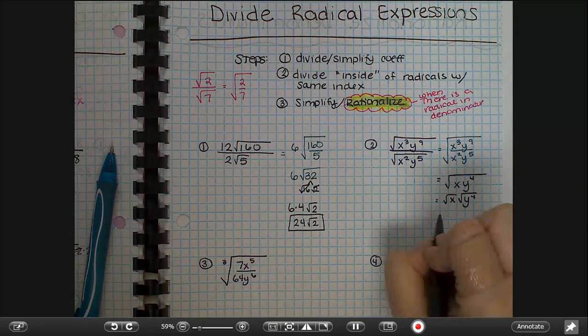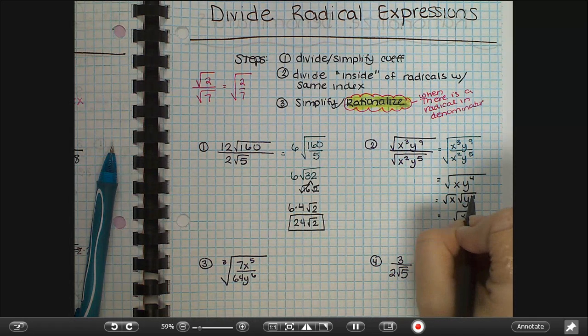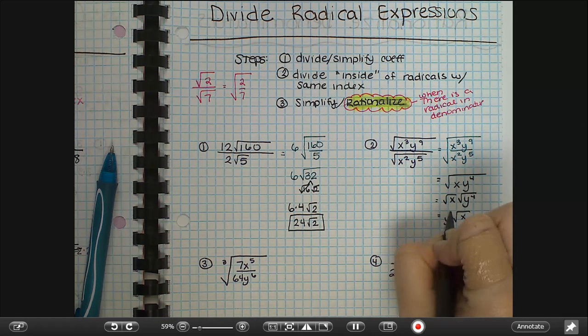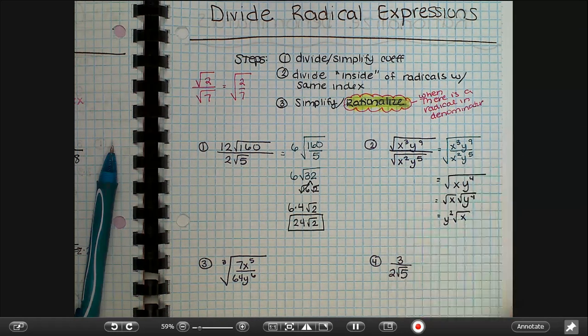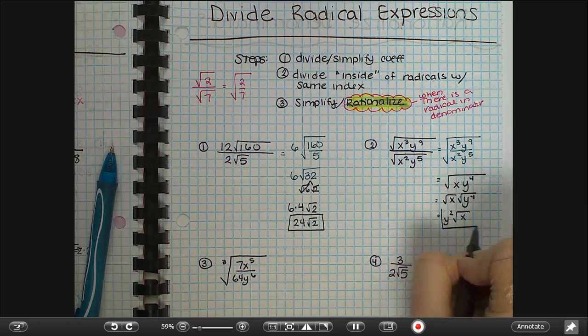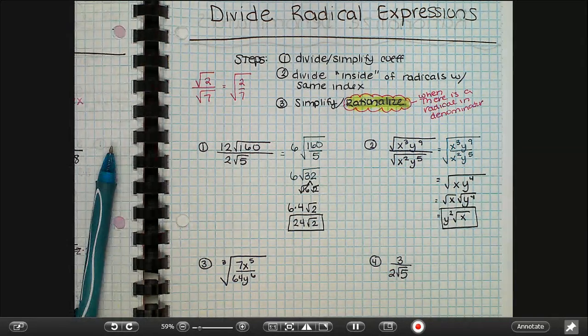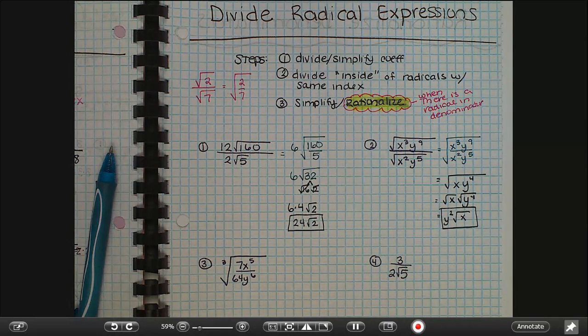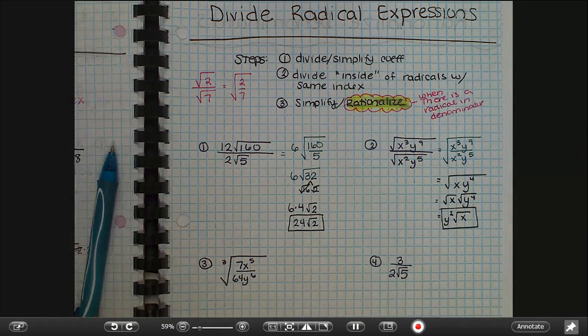The square root of x is not simplifiable, but the square root of y to the 4th is y squared, because we divide 4 by 2. That's it. It's done. So divide the coefficients, divide the inside of the radicals, and then simplify and rationalize if you need to.